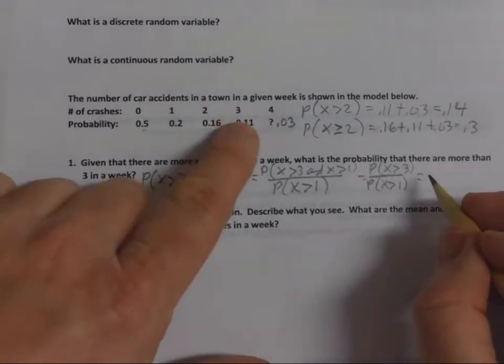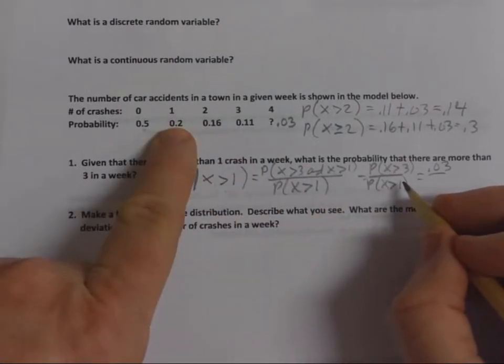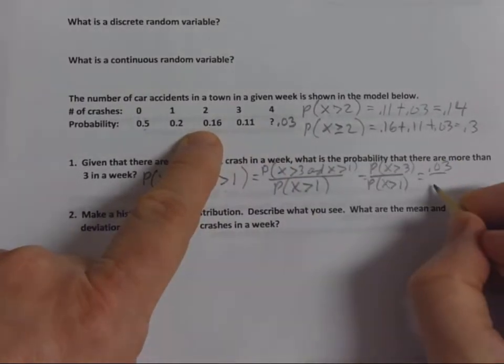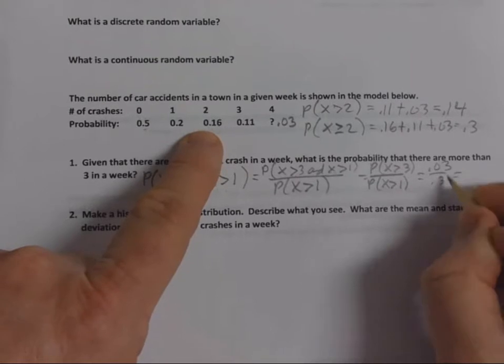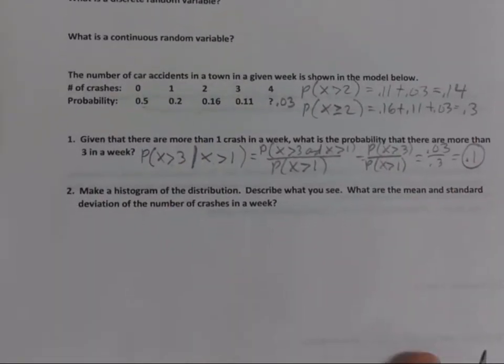Well, the probability that x is greater than 3 is just 0.03. The probability that x is greater than 1, well, that is going to be that it's 2, 3, or 4, and so that adds up to 0.3, and so that divided by that is 0.1. And so that's how you handle the conditional problems.